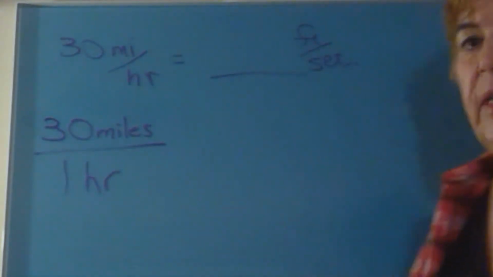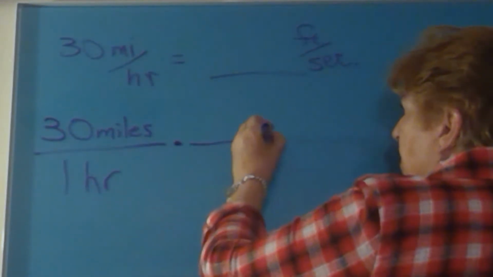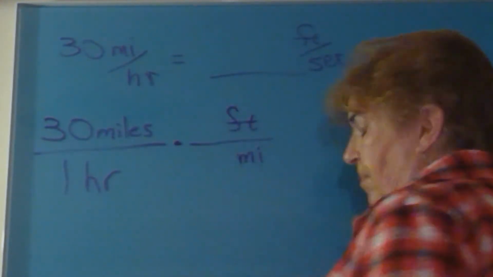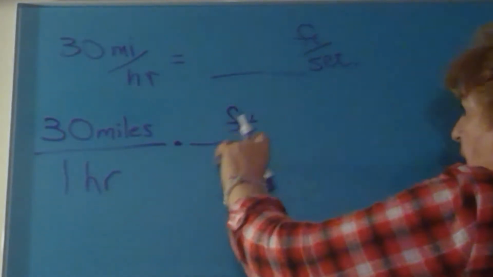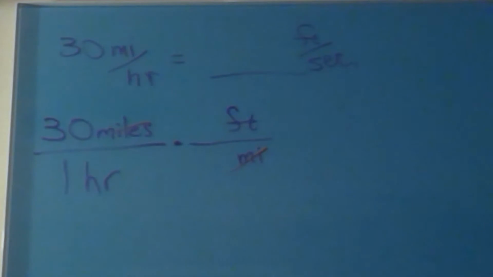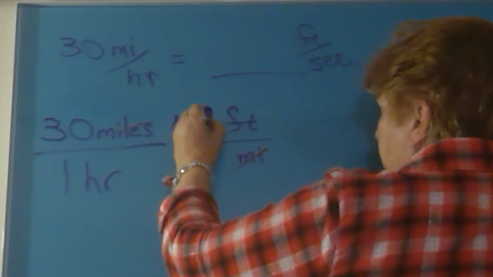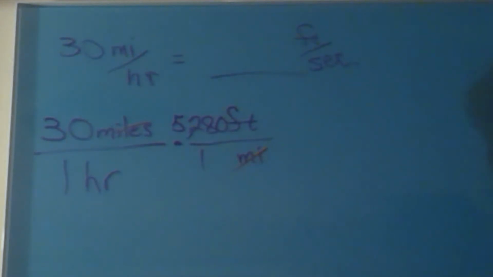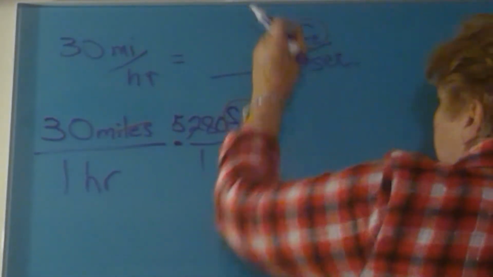So I think it's better to write it like this, because now if I'm going to change to feet, I know that miles has to be on the bottom, feet's going to be on the top. That way, the miles will divide out. And there's 5,280 feet in 1 mile. Now I have my units of feet, which is what the problem told me I wanted.